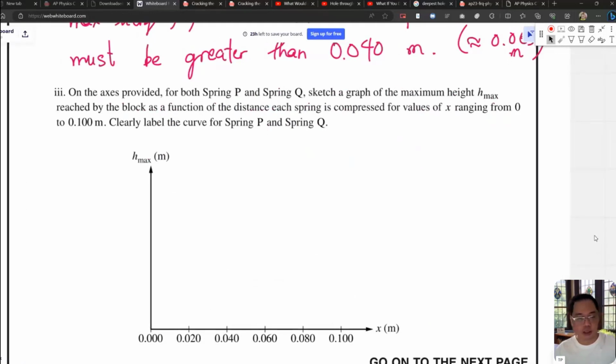On the axis provided, for both spring P and Q, sketch a graph of the maximum height reached by the block as a function of distance, with each spring compressed for values of x ranging from 0 to 0.1. Clearly label the curves for spring P and Q. Maximum height reached by the block.